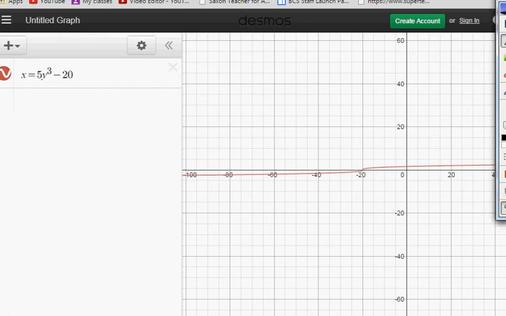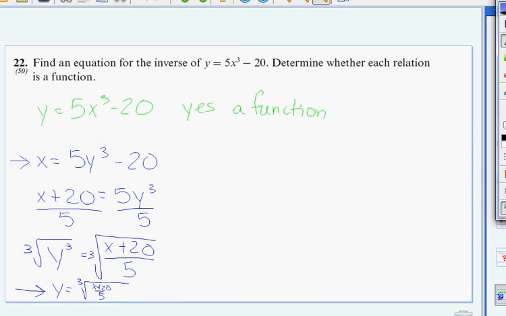But here again, look at your graph. Notice your vertical line test is going to be passed no matter where you drop a vertical line. Even here at negative 20 on the x-axis, there's that point of inflection again, but no problem. It still is not going to cross the vertical line more than once. So is the inverse function a function? Yes. So we can say for this one down here, yes, a function.